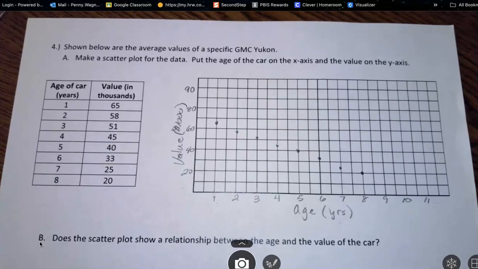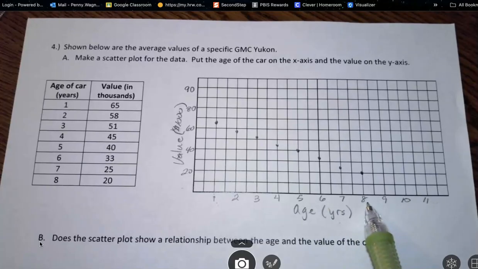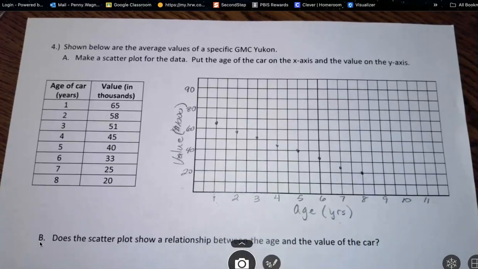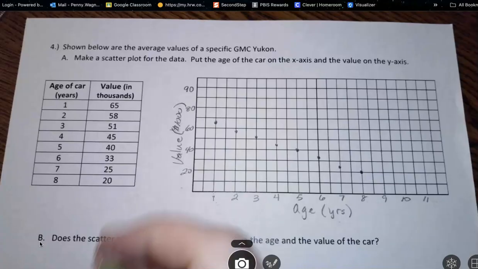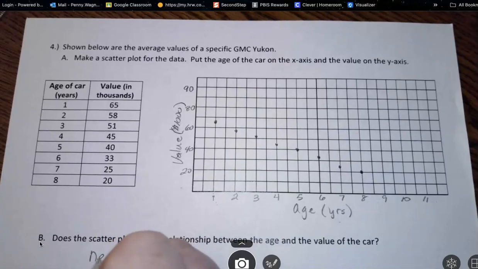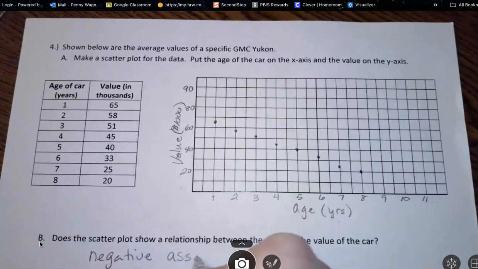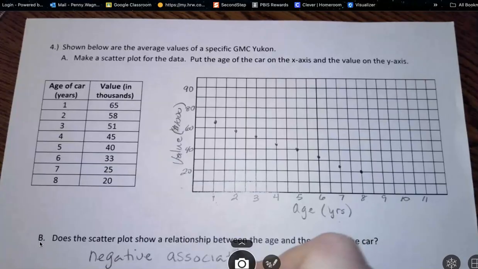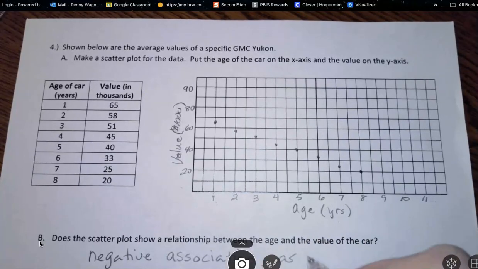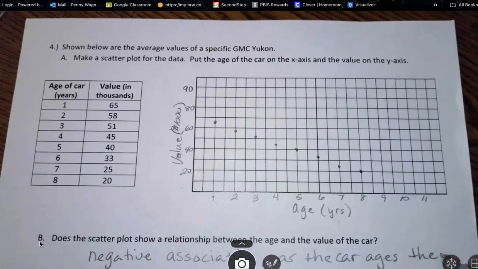Now they want to know, does the scatter plot show a relationship between the age and the value of the car? As the car gets older, what's happening to the value? If you said it has a negative association, you are correct. As the car ages, the value decreases.